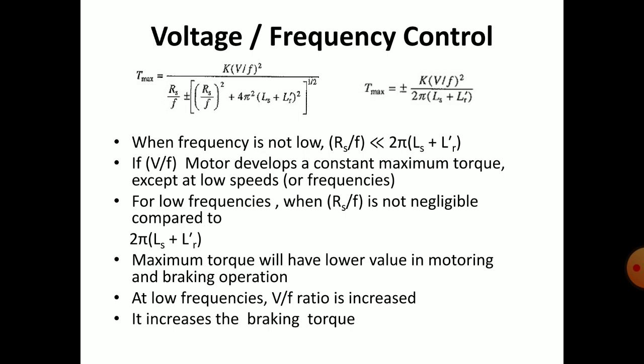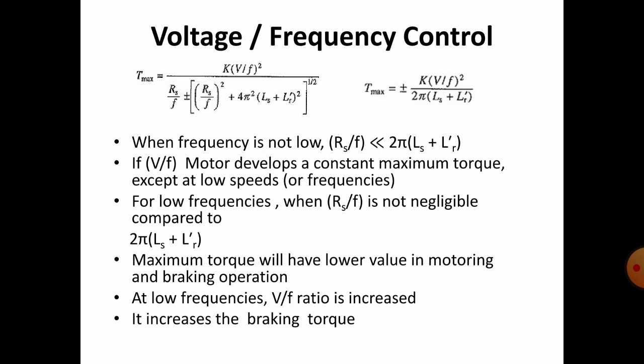So in order to avoid that, we control the voltage and frequency. That is called V by F control, or the voltage by frequency control method. As we know, the maximum torque equals K times (V by F) whole square divided by [Rs by F plus or minus the square root of (Rs by F) whole square plus 4 pi square into (Ls plus Lr dash) whole square].